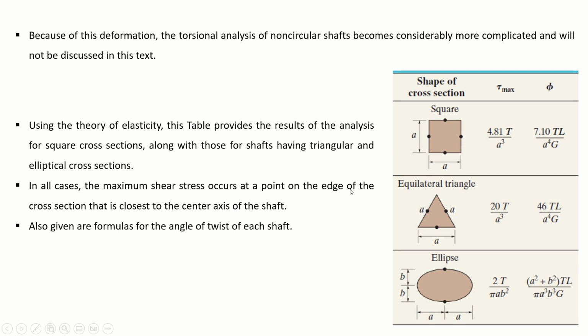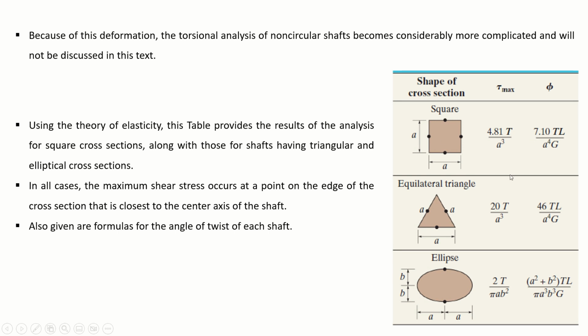So in all cases, if you see these dots, what do they provide? The maximum shear stress occurs at a point on the edge. It is on the edge and not at the corner. Why? Because the edge is the nearest part to the center, right? And that is closest to the center axis of the shaft. So either it is a triangle, square, or ellipse, the point on the edge that is nearest to the center will give you the maximum stress. Also given are formulas for the angle of twist for each shaft, right?